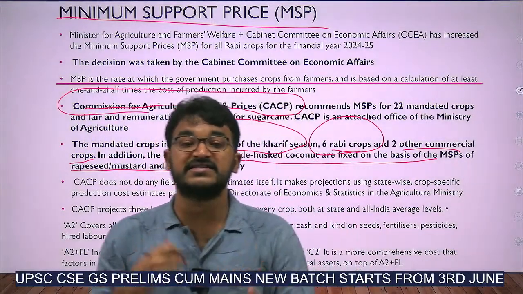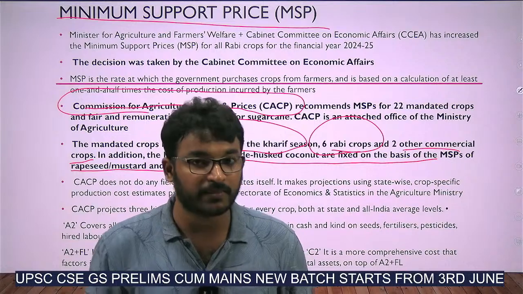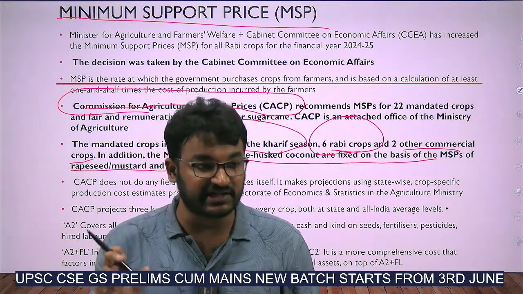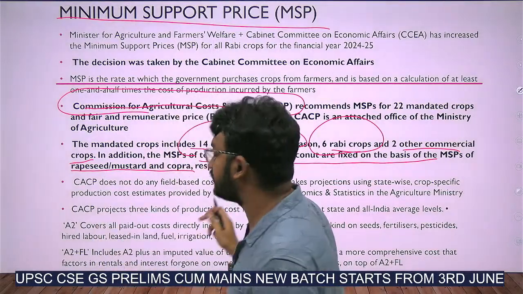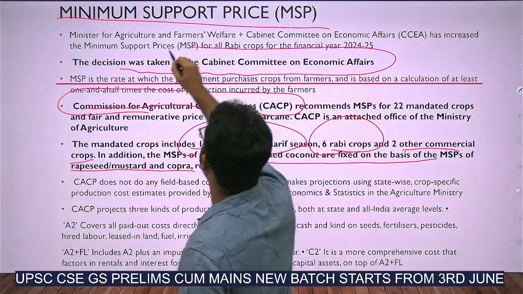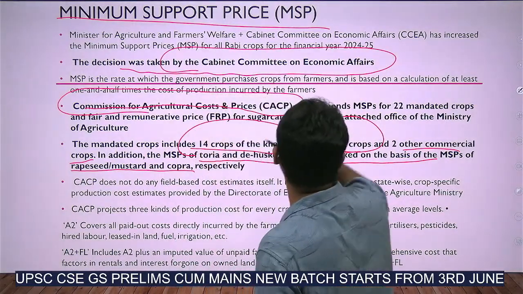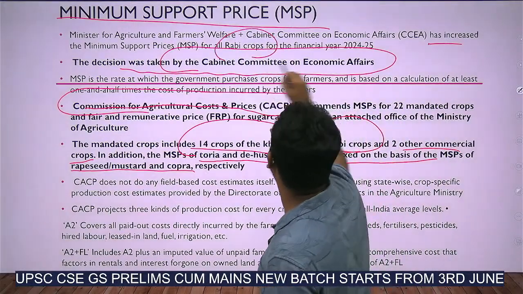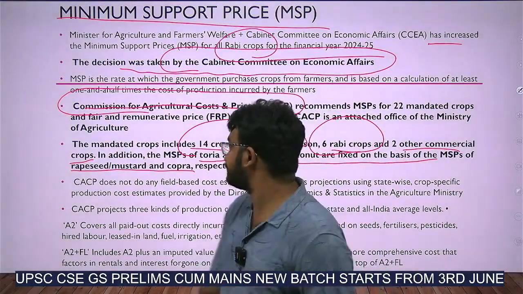But who will be finalizing the MSP values in India? The Cabinet Committee on Economic Affairs. Specifically, CCEA will be finalizing the values. The decision was taken by the Cabinet Committee on Economic Affairs. Why is it in the news? Because recently CCEA has increased the MSP value for all the Rabi crops. Okay. Next.